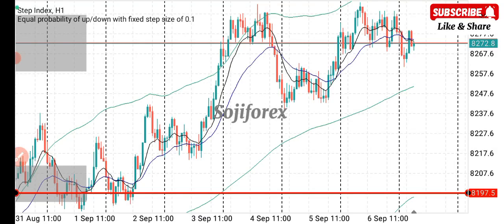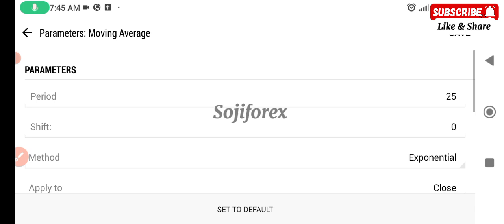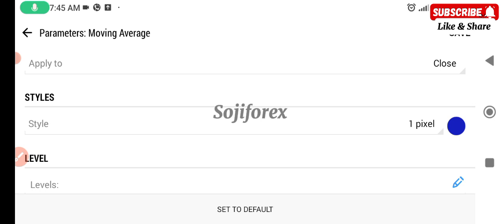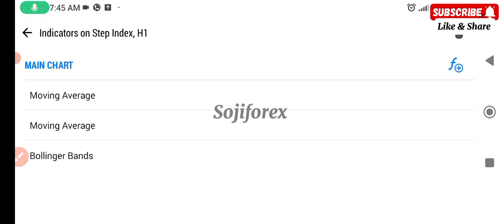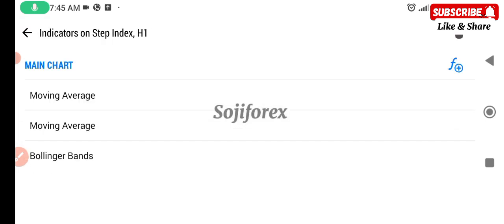Hi, in this lesson, we are looking at how we can take advantage of our moving average and our Bollinger Band. The setup for this moving average is moving average 25. The shift is 0, the method is exponential, and you apply it to close. While the second moving average is a moving average 10. The method is exponential and you apply it to close. You choose any color of your choice.